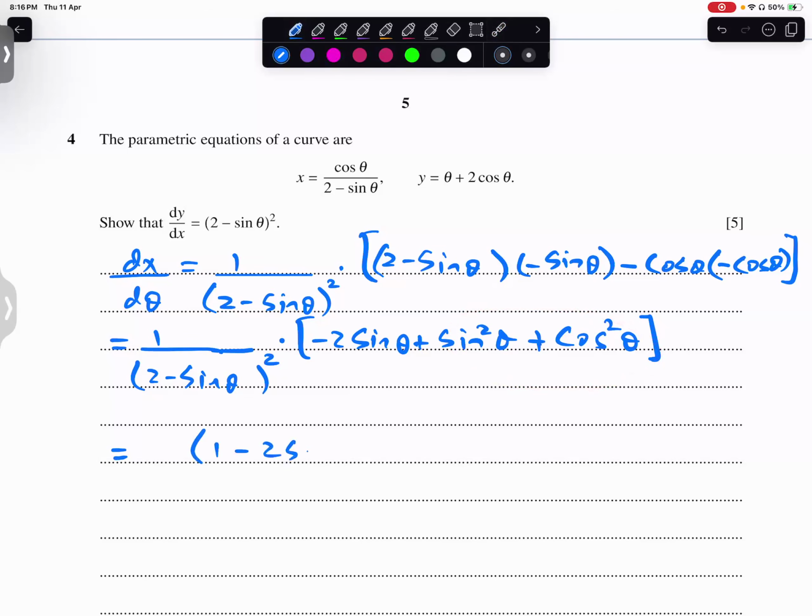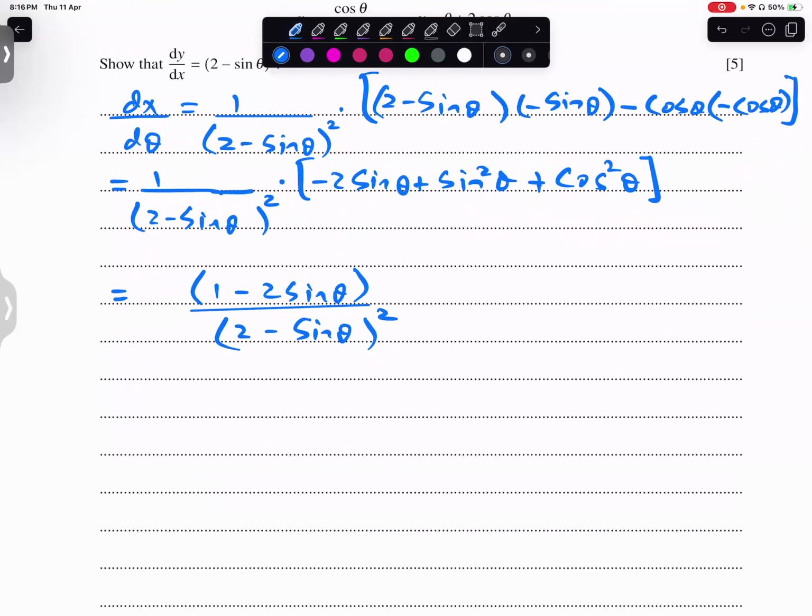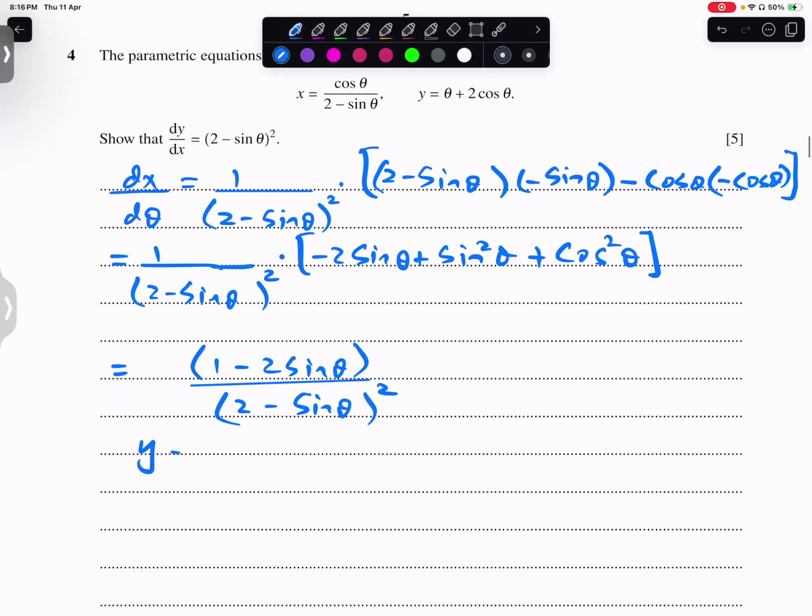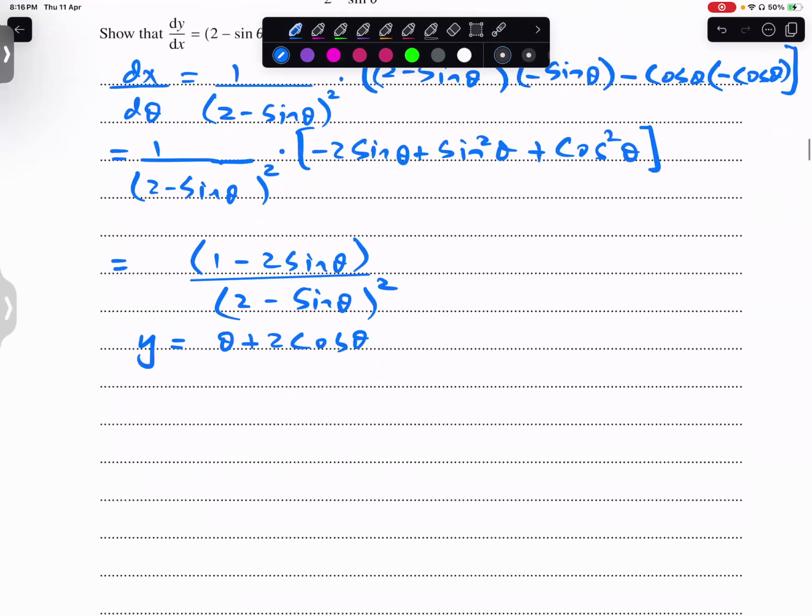So 1 minus 2 sine theta divided by 2 minus sine theta whole square. So this is my dx over d theta. Now let's find dy by d theta. Let's write y is equals to theta plus 2 cos theta. So its derivative will become dy over d theta is equals to 1 minus 2 sine theta.